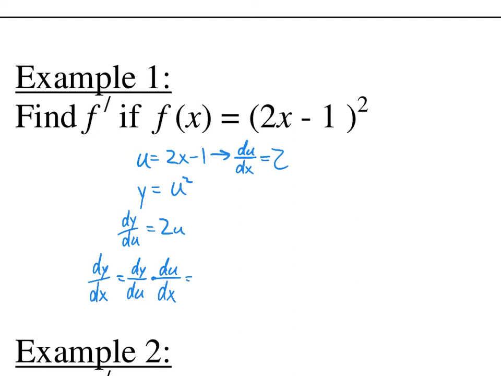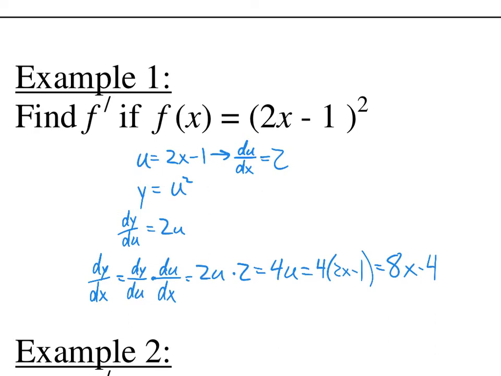So dy/du is 2u, du/dx is 2, so that's 4u. Now, do we want our answer in terms of u? No. Don't leave your answer in terms of u. So now we go back. What was u? It's 2x minus 1. So 4 times 2x minus 1 is 8x minus 4. And there is our derivative.